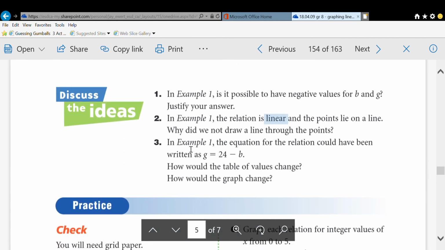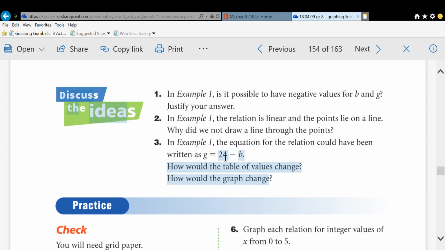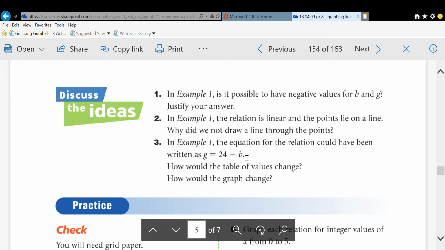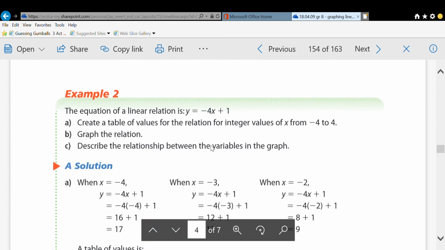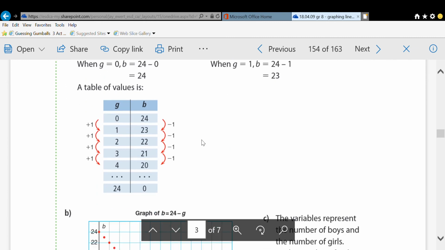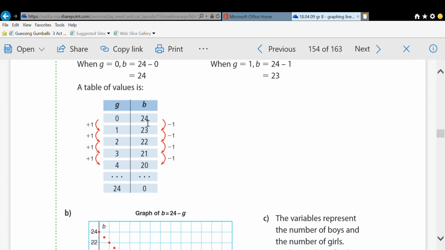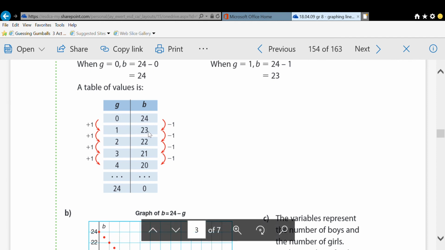And last, in example 1, the equation for the relation could have been the number of girls equals 24, the total students, minus the number of boys. How would the table of values change? How would the graph change? Well, the table of values would be turned on its head. Let me explain. It would just be swapped. Instead, we would have, if there's 24 girls, there's 0 boys, 23 girls, 1 boy. And so we would simply have it reversed.